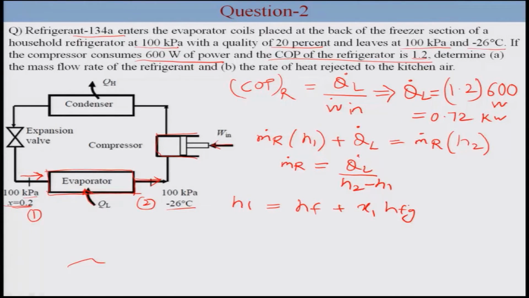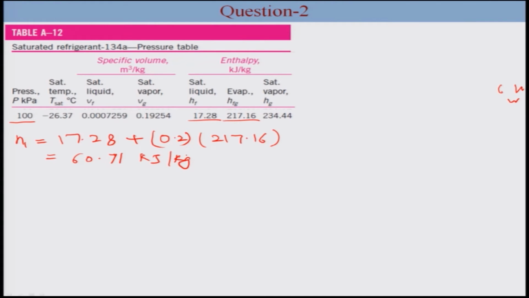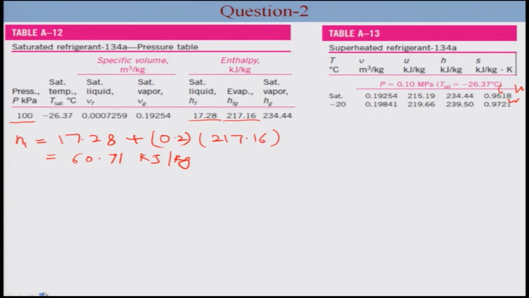So if we see from the steam table of saturated refrigerant at 100 kilopascal, HF is 17.28 and HFG is 217.16. So the value of H1 will be 17.28 HF plus X1 is 0.2 multiplied by HFG 217.16. So this is equal to 60.71 kilojoule per kg.